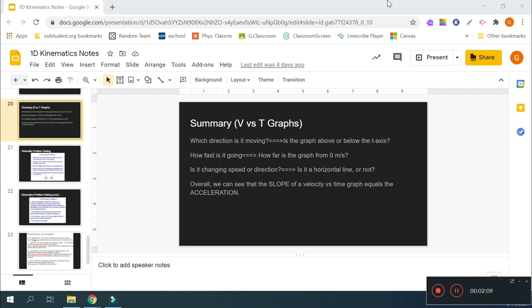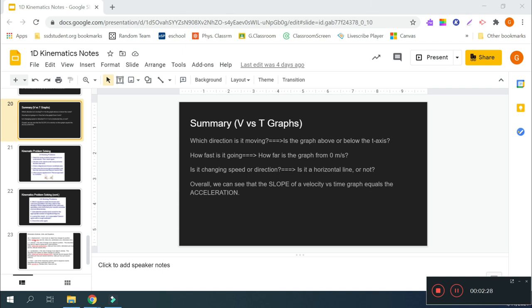So overall, the slope of a velocity versus time graph tells us about the acceleration. When you have 0 slope, you have 0 acceleration. And the steeper the slope is, the bigger the acceleration value has become. So just a way to remember what we've done over the past few days.